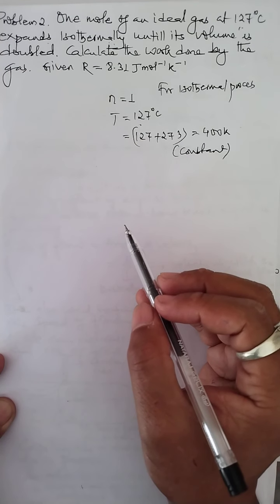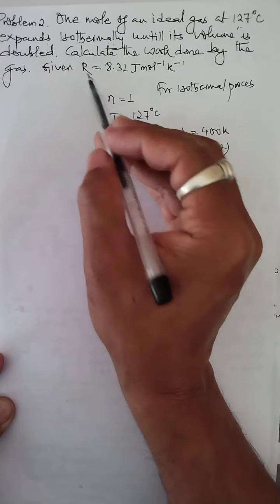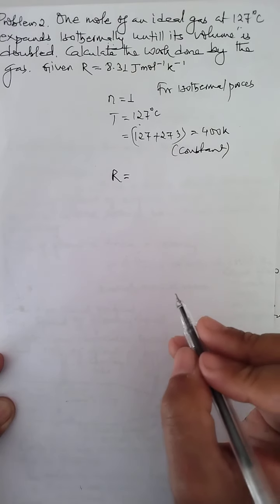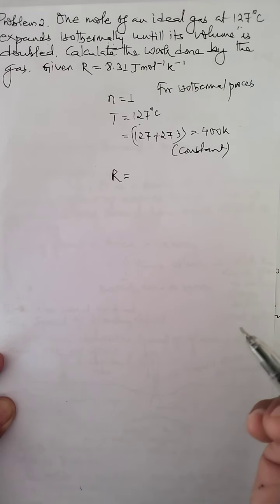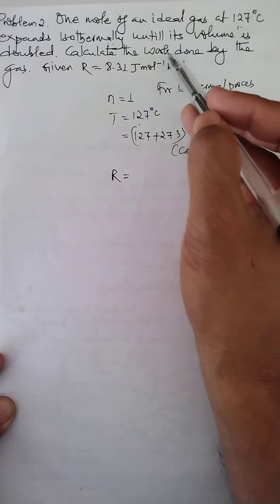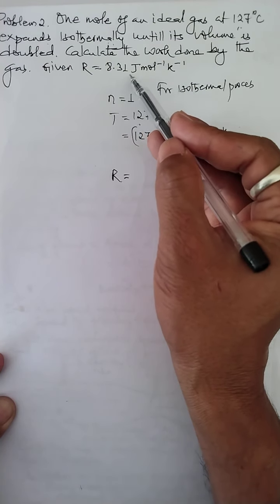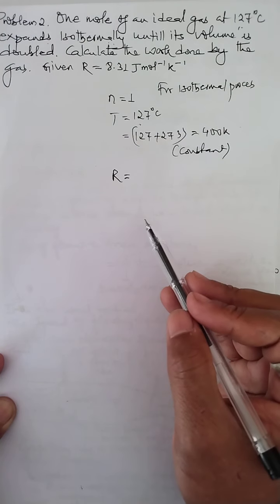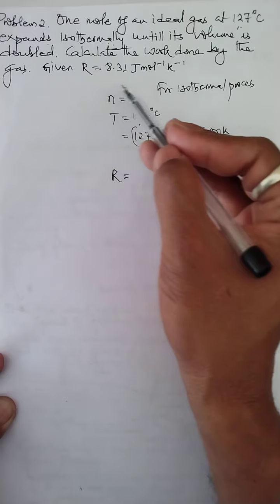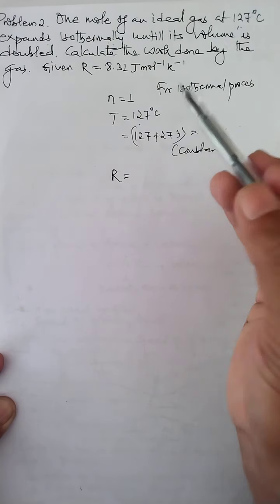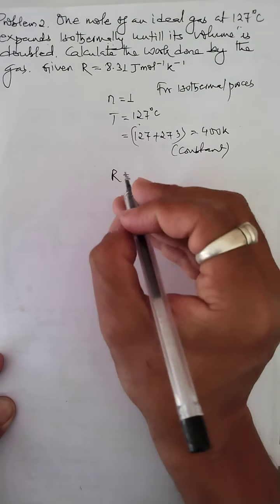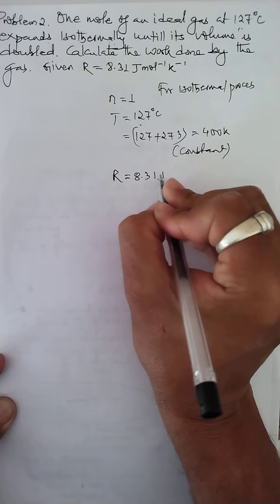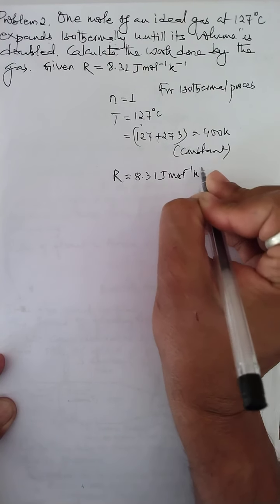So you have to calculate the work done by the gas. But children, in this question, R is called the universal gas constant. The calculation of the value of R I have not explained in this particular chapter. But as I said already, there is a chapter called kinetic theory of gases. At that time, we will see how this value of R, that is 8.31 joule per mole per Kelvin, is calculated. So this is a constant value, a universal constant, just like your gravitational constant.